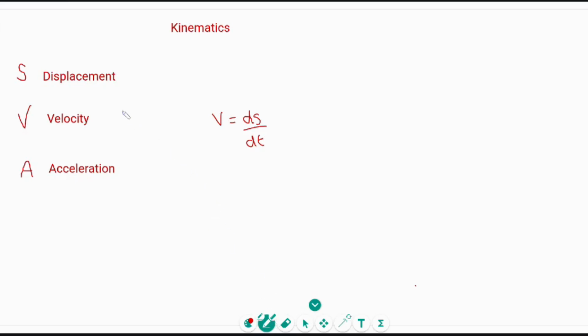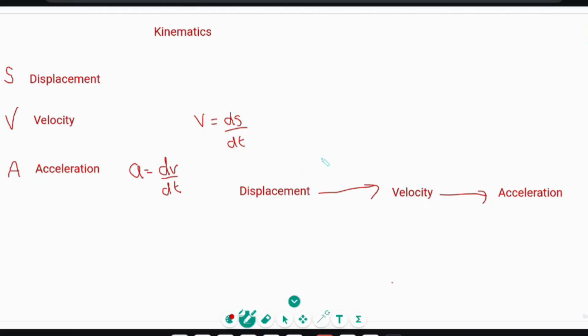Similarly, if you differentiate displacement, you get velocity. If we differentiate velocity, we get acceleration, because acceleration is the rate at which velocity changes. So displacement differentiates to give velocity, and velocity differentiates to give acceleration. That is what you need to remember really with this kinematics topic.